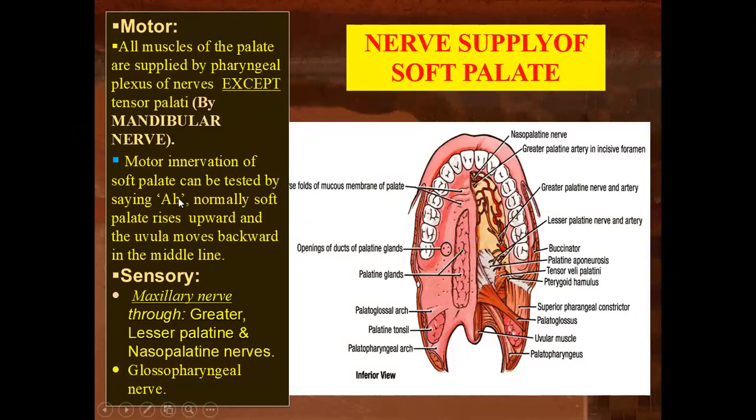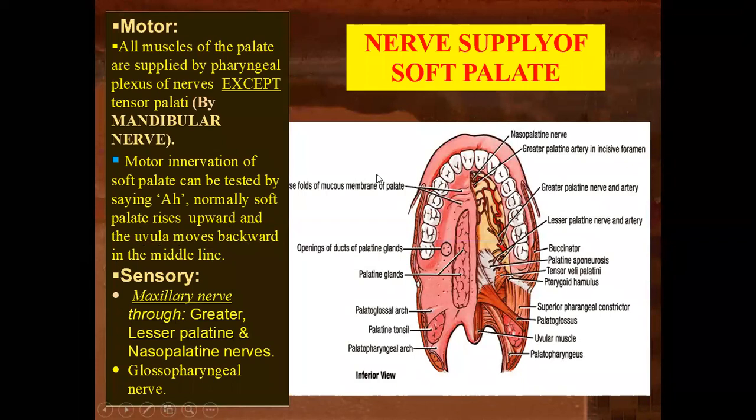The motor innervation of the soft palate can be tested by saying ah. Whenever you want to check that the muscles and the nerve supply are intact, ask the person to open his mouth and say ah. When he says ah, it will move backward. Normally, the soft palate rises upwards and the uvula moves backwards in the midline. It is very important that it moves in the midline. If it deviates to any side, then there might be some kind of paralysis. This is a very simple and easy test to do.